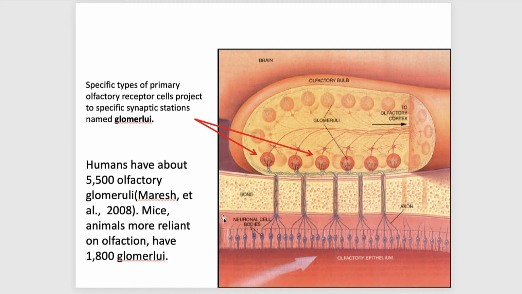And the number of glomeruli can differ between different animals. In humans, we've got about 5,500 olfactory glomeruli. If I look at mice, they've only got 1,800, but yet mice are a much more olfactory animal. Their eyesight is not particularly good, but they make their way in the world by detecting scent molecules, making fine distinctions, and informing the brain of what the external environment is.